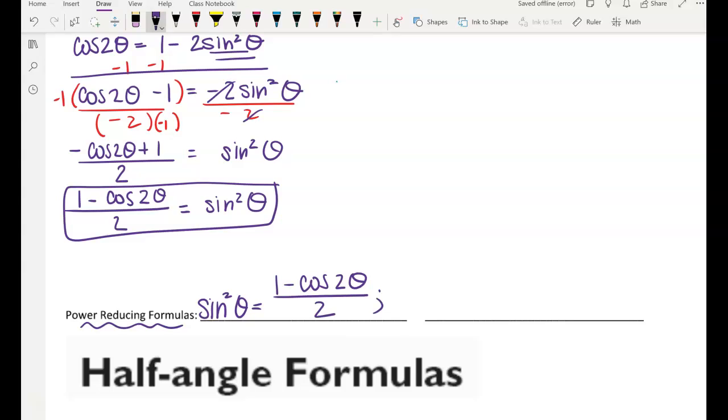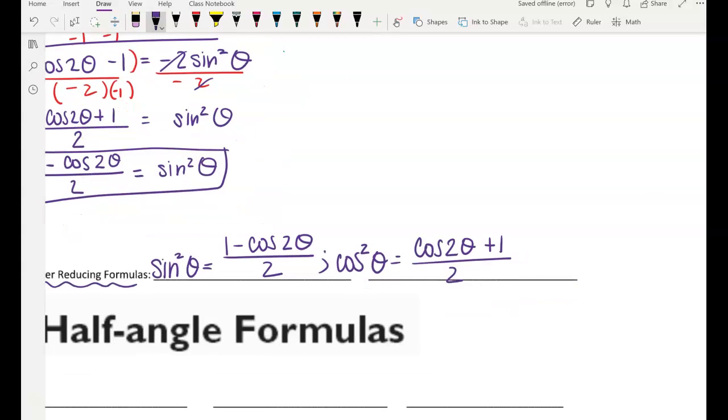We also have, again, we could use the double angle of cosine that contains only the cosine square, and we can come up with the same thing. So cosine square of theta equals cosine of 2 theta plus 1 all over 2.